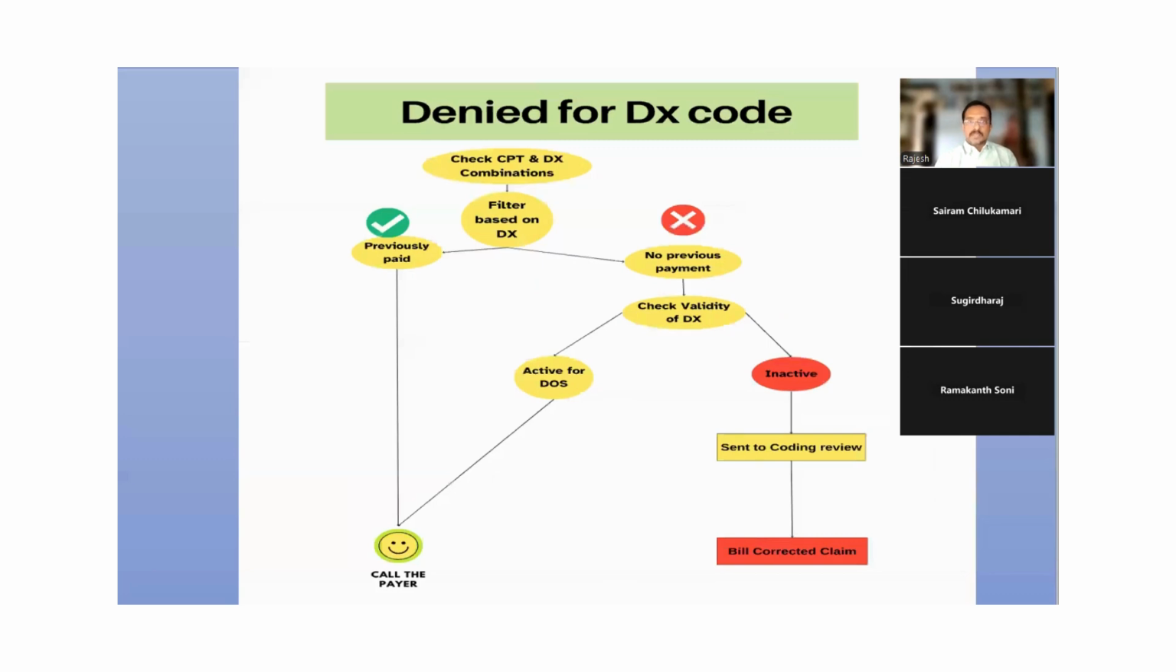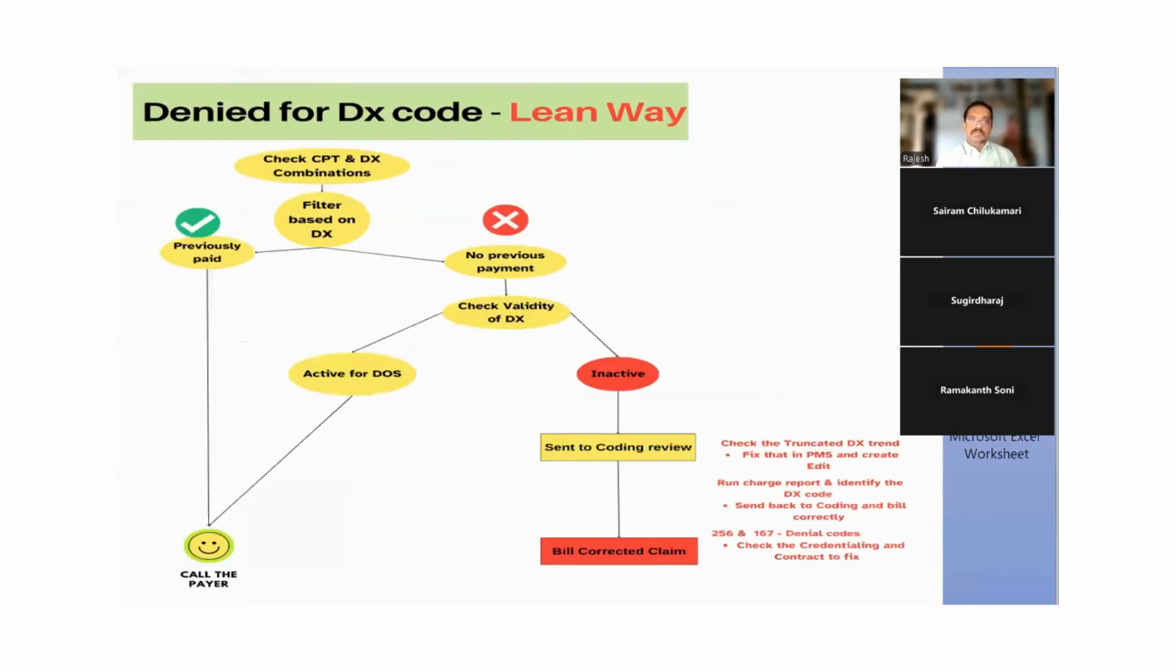Coming to lean, what else can we do? The same thing, we are going to follow the same strategy. When it is inactive and you send it to the coding review, we can put a checkpoint here for your pre-billing audit review. Sometimes your diagnosis code may be a truncated code. For example, if it is a 5-digit code, your PMS is not releasing that 5-digit code properly. There is a truncation, it may be an issue.